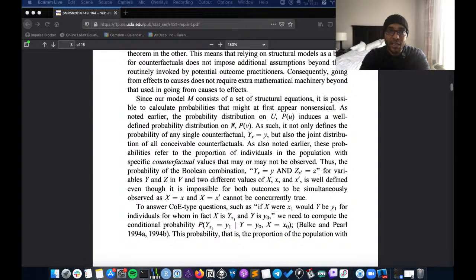So since our model M consists of a set of structural equations, that's the other thing. Thinking of models as a set of equations is also kind of pedagogically difficult, unless you had a class on linear algebra, which, unless you're in a STEM field, why would you? Anyway.